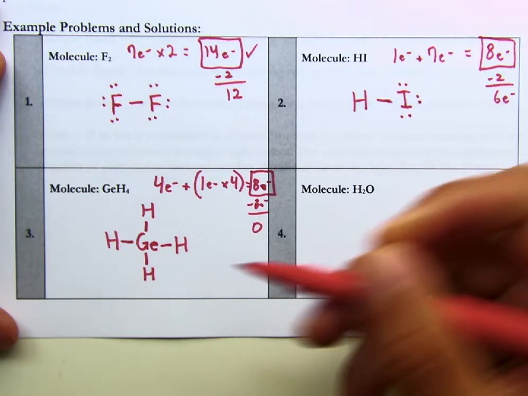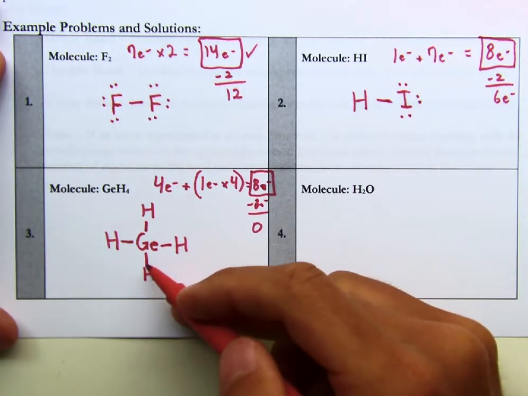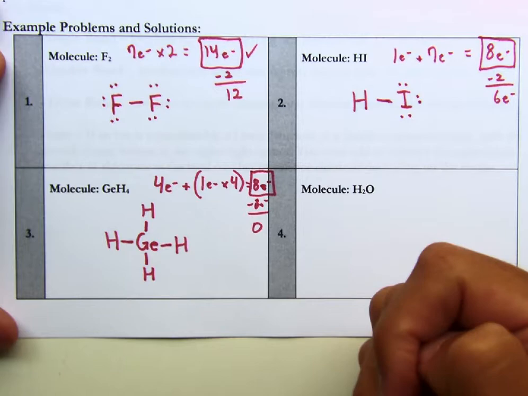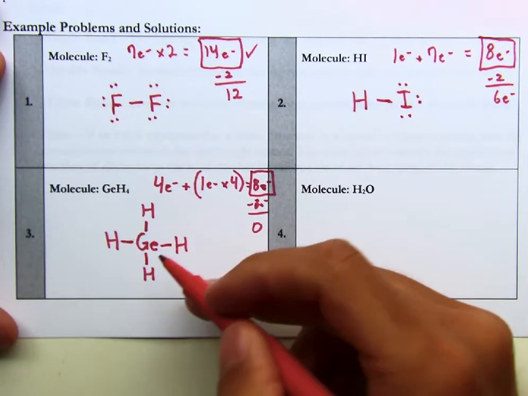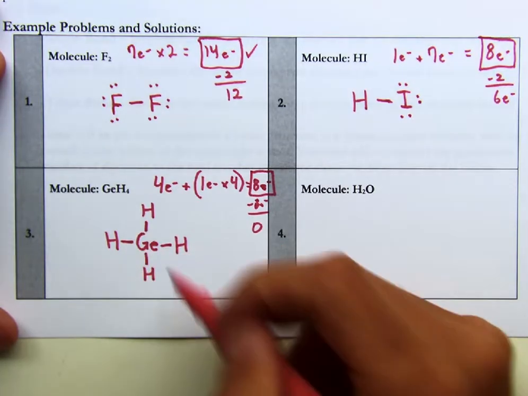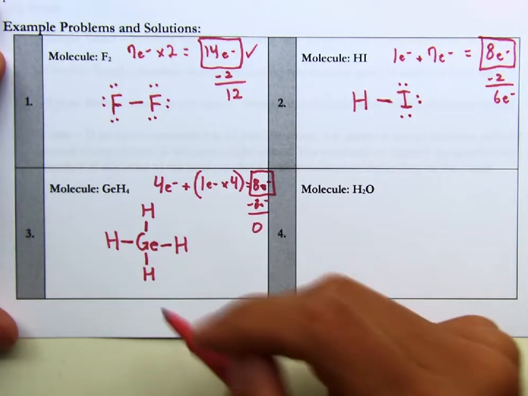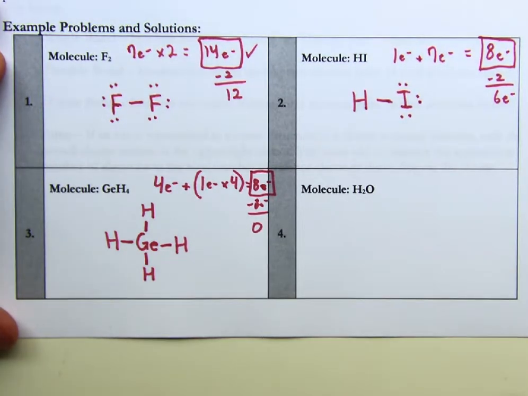And now let's see. Well, each hydrogen has 2, right? 2, 2, 2, 2. So the hydrogens are fine, and Ge has 2, 4, 6, 8. Octets are fulfilled, duets are fulfilled, and the correct number is 8. That's your valid Lewis structure. That's it.